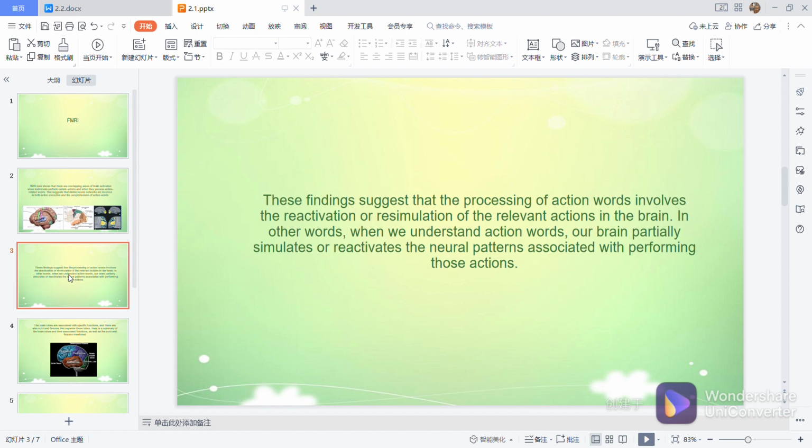Overall, fMRI research provides insights into the neural substrates involved in action processing and the comprehension of action words, highlighting the overlap between the brain regions responsible for executing actions and understanding their meaning.